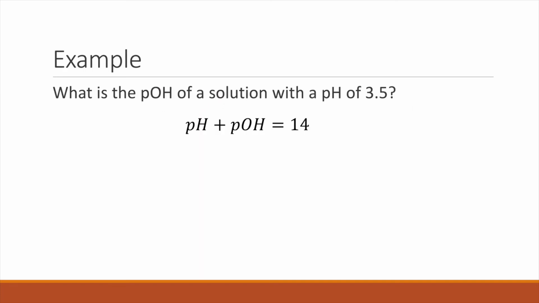So what is the pOH of a solution with a pH of 3.5? Well, if pH plus pOH is 14, I can rearrange this equation to solve for pOH. I can subtract pH from both sides. So pOH equals 14 minus pH. So 14 minus that 3.5 means my pOH is 10.5.